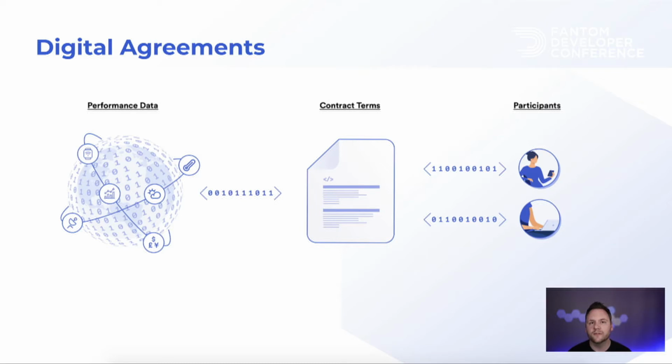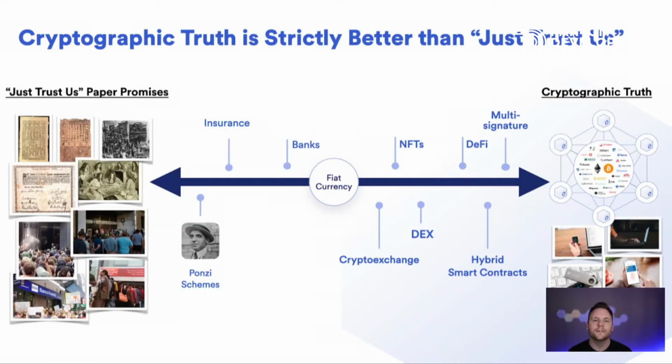But from many perspectives, the digital agreements that we have today are the same thing that we had on paper, right? These are very trust-based contracts. And really, you're relying on all the participants to uphold their side of the contract, no matter what's happening, no matter what situation's going on in the world. And that means that these agreements have a lot of trust, and we think that there might be a better way. And so we talk about this idea of cryptographic truth as really the answer to that, where we believe cryptographic truth is strictly better than this idea of just trusting us.